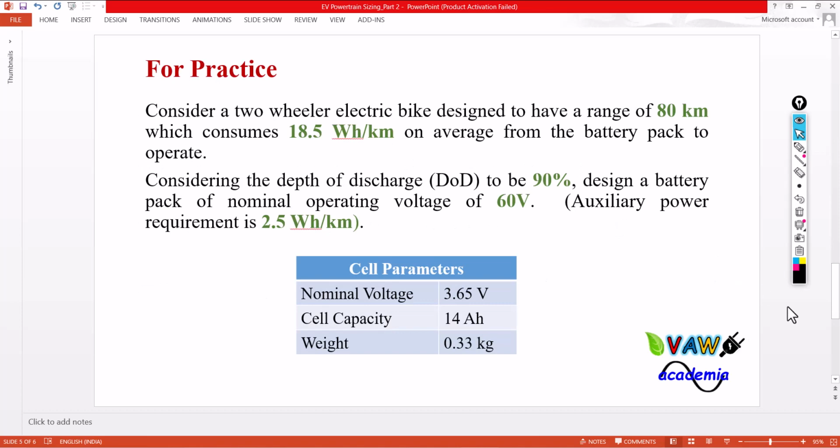Okay. So I hope you got a clear idea about how to do the battery pack calculation.